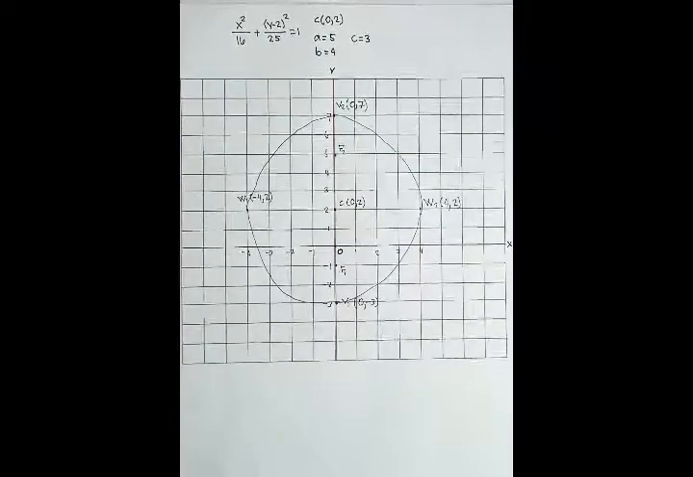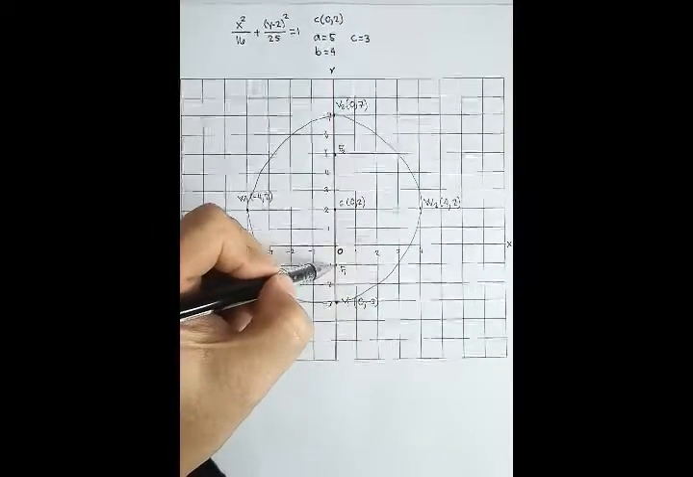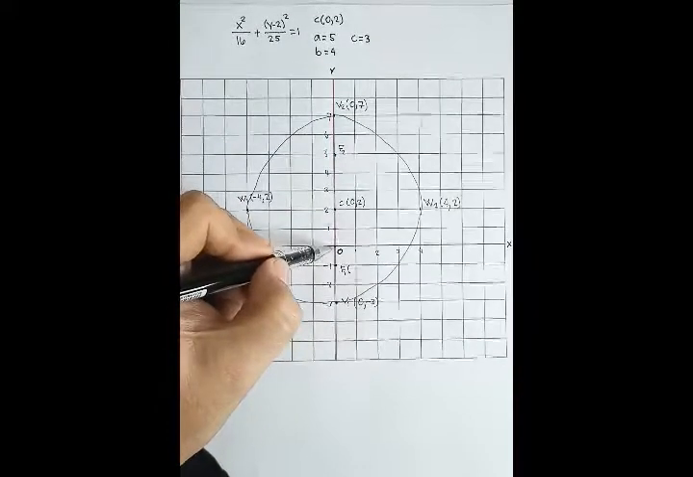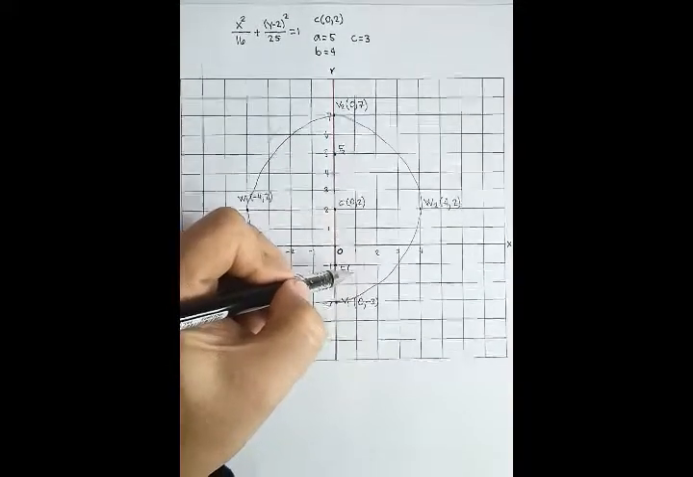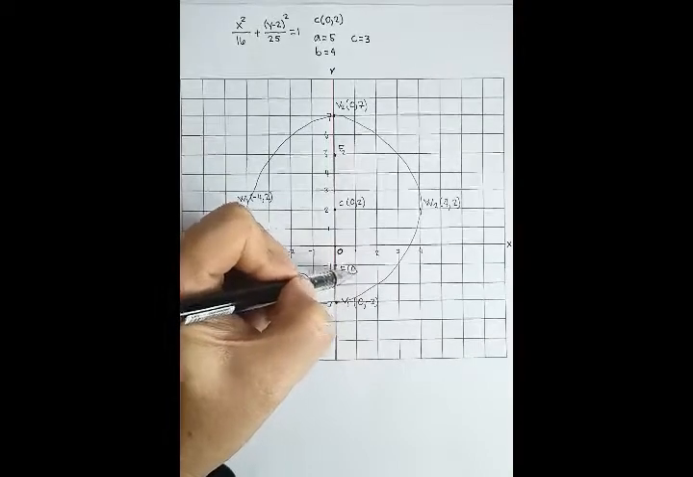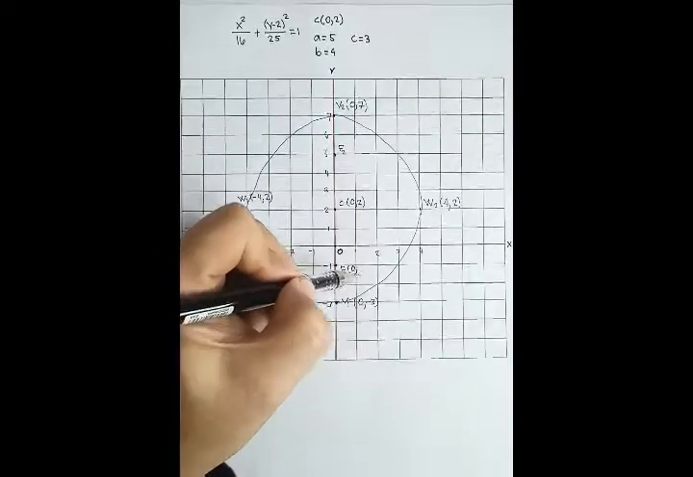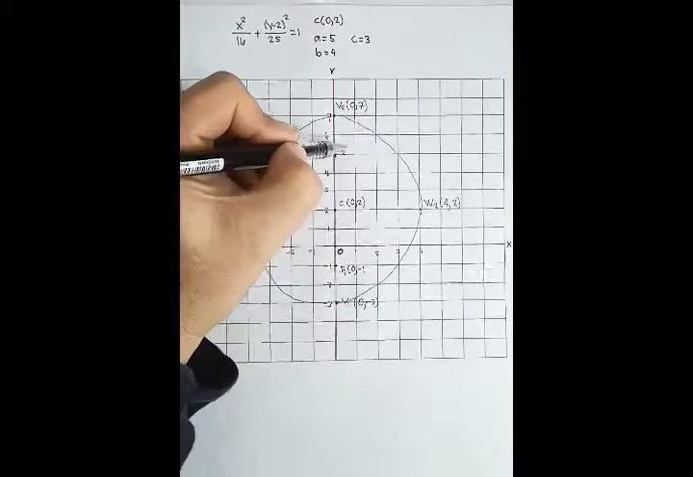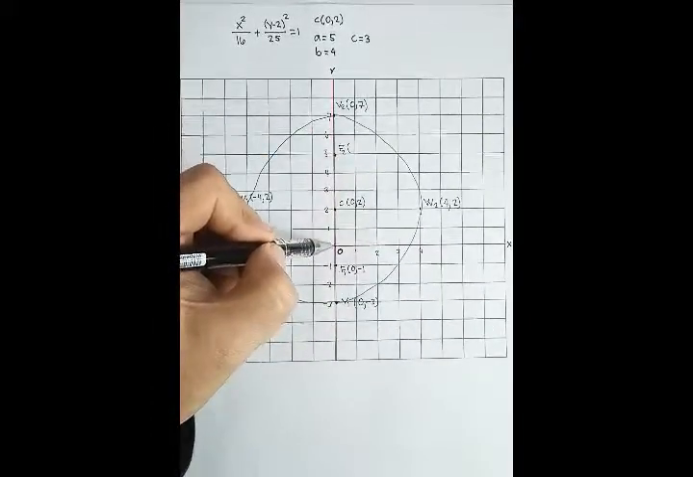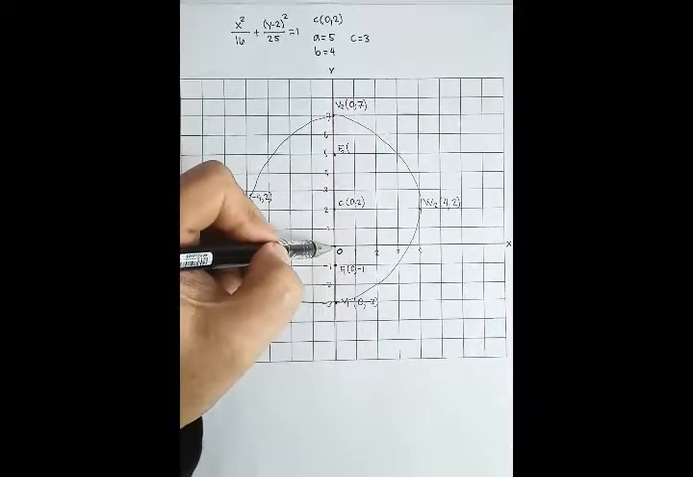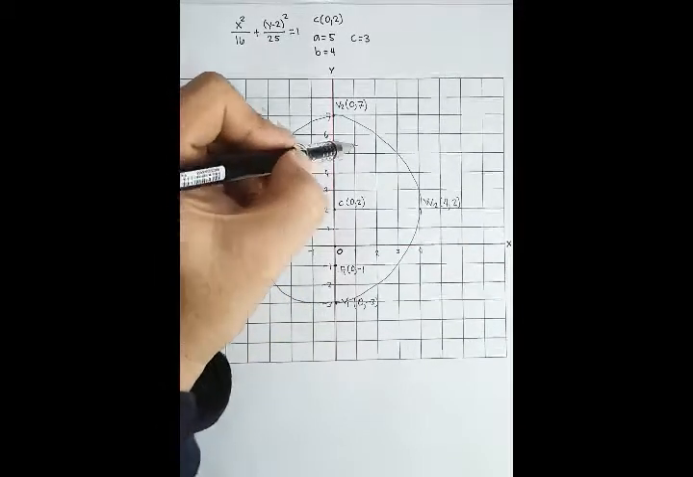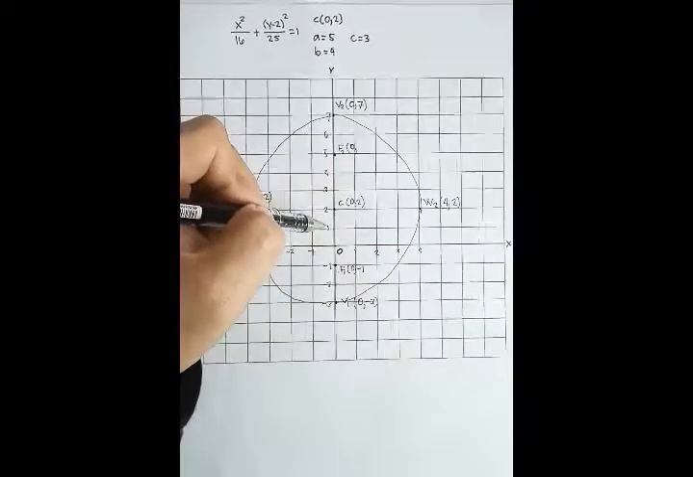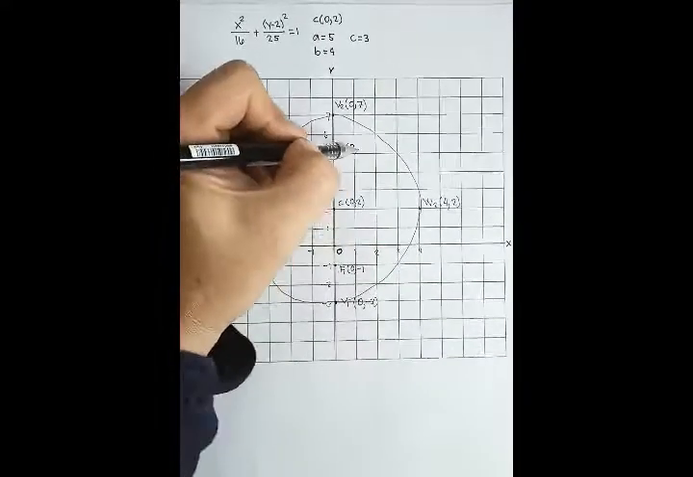And then our F1, focus 1. Along the x-axis, it is 0, and along the y-axis, it is -1. And then F2. For F2, along the x-axis, it is 0, but along the y-axis, it is 5.